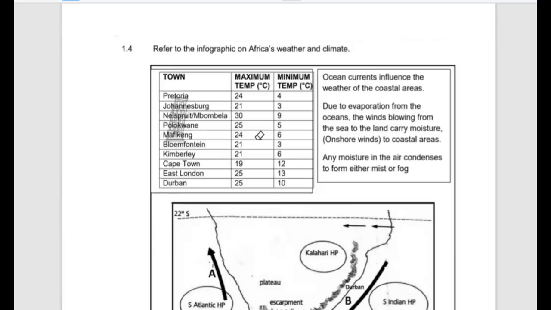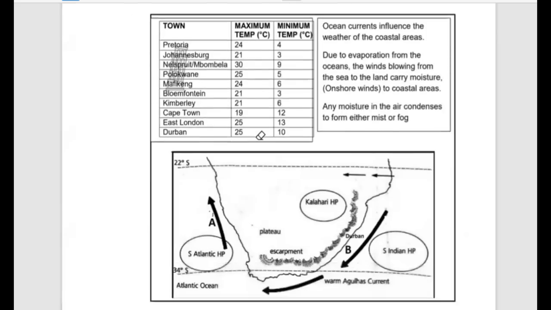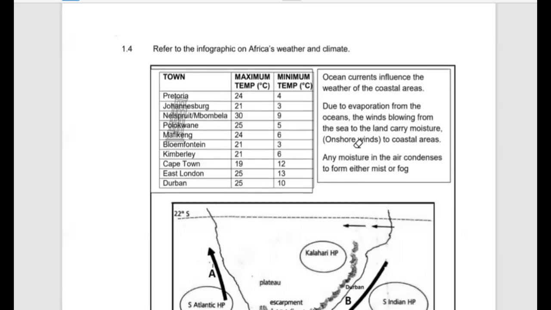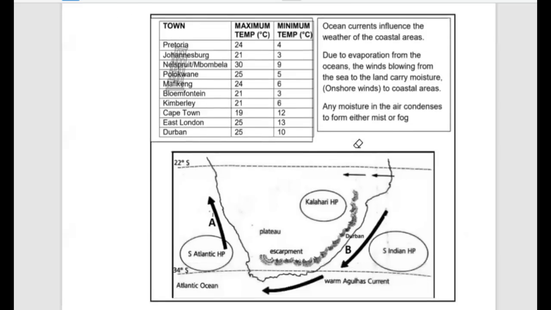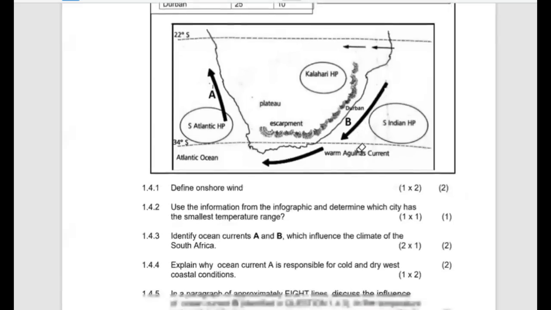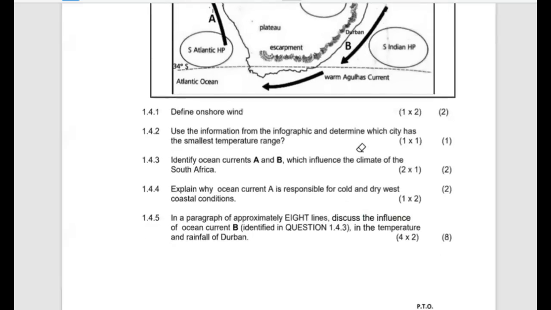Due to evaporation from the oceans, the winds blowing from the sea to the land carry moisture onshore at coastal areas. Right, that's the situation. We are trying to compare the temperatures of places and the influence of ocean currents on the temperatures of given places in South Africa. Right, so we are going to attempt our questions based on the infographic provided.